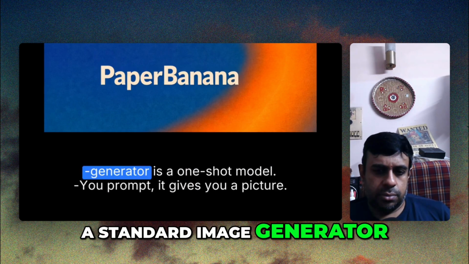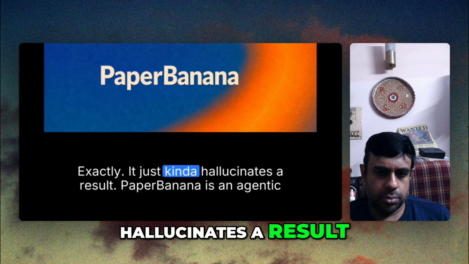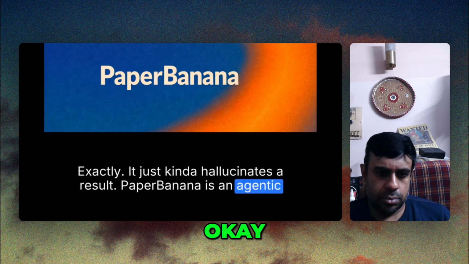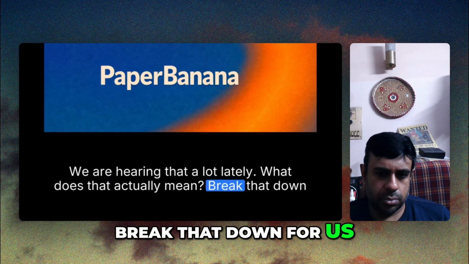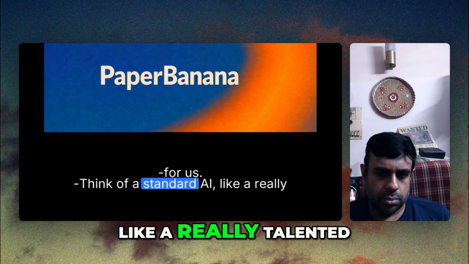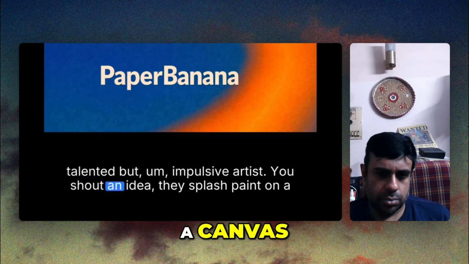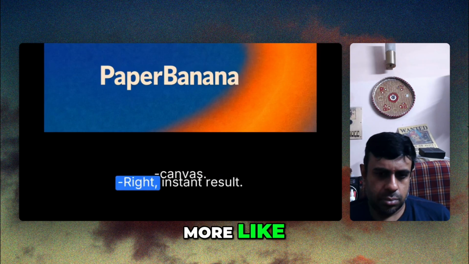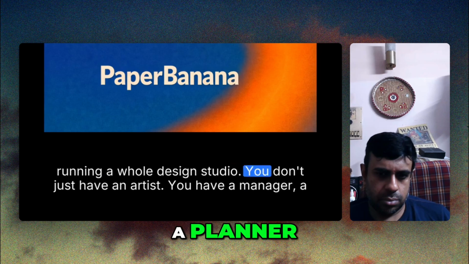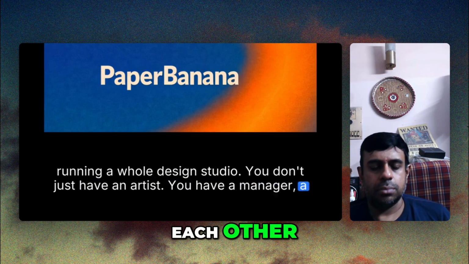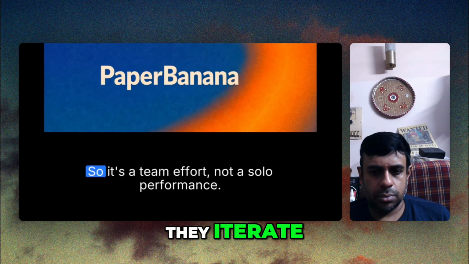A standard image generator is a one-shot model. You prompt, it gives you a picture. Exactly. It just kind of hallucinates a result. PaperBanana is an agentic framework. Okay, let's pause on that word, agentic. We are hearing that a lot lately. What does that actually mean? Break that down for us. Think of a standard AI like a really talented but impulsive artist. You shout an idea, they splash paint on a canvas. Right, instant result. Agentic system is more like running a whole design studio. You don't just have an artist. You have a manager, a researcher, a planner, even a critic. They all talk to each other. So it's a team effort, not a solo performance. Exactly. They break the job down into steps and they iterate. That makes a lot of sense.